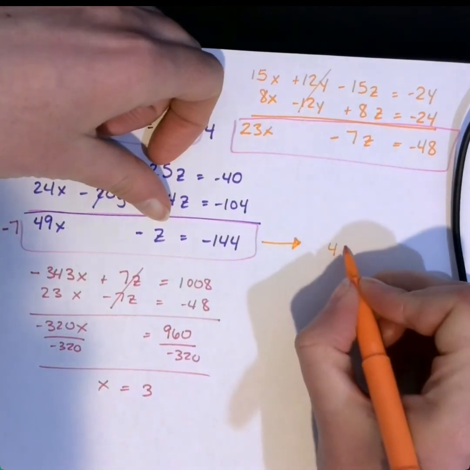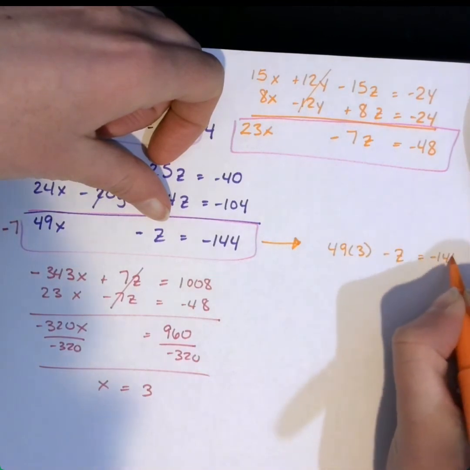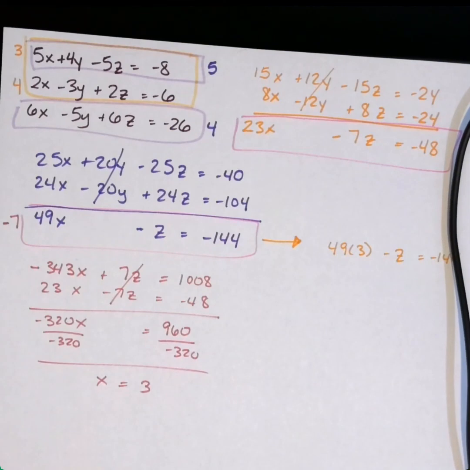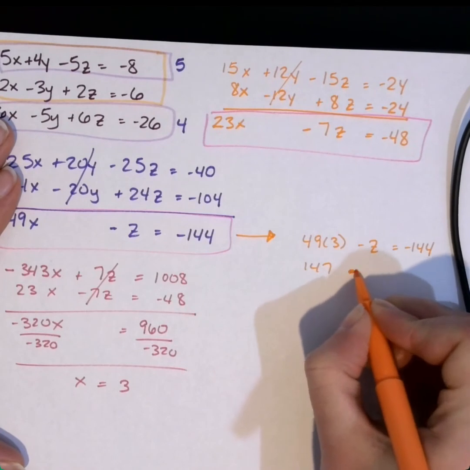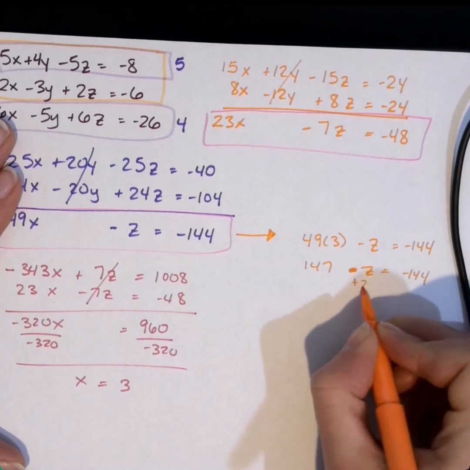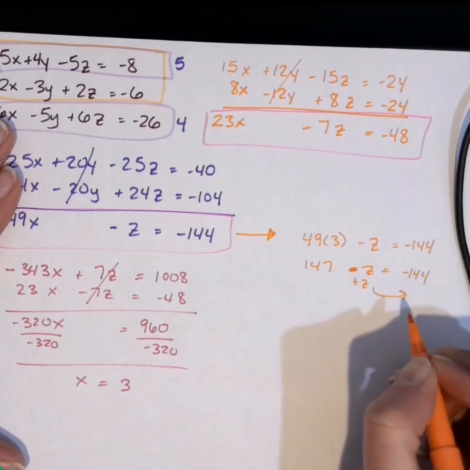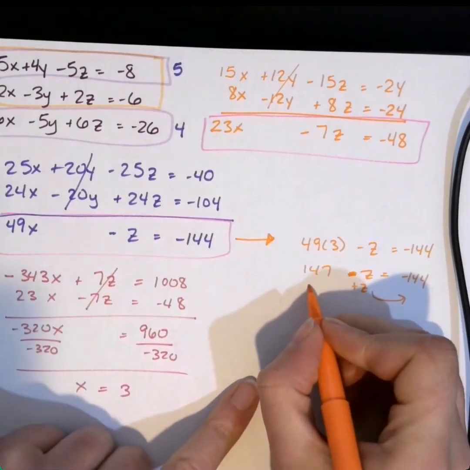So I got my 49 times 3 minus z equals negative 144. So I need 49 times 3. That's 147. Minus z equals negative 144. I like to just add the z to the other side. So I'm going to add the z over here. And then I should be able to add the 144. That's going to be huge.